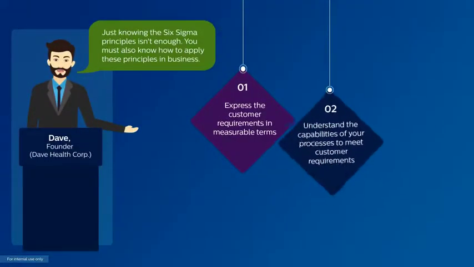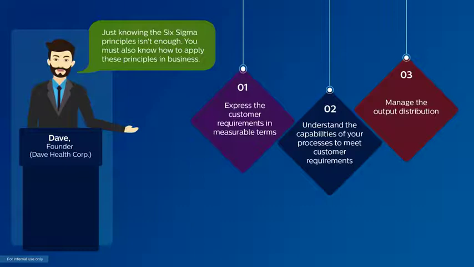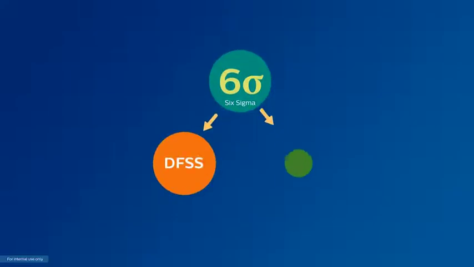Just knowing the Six Sigma principles isn't enough. You must also know how to apply these principles in business. Well, Six Sigma principles can be applied using two basic methods, DFSS and DMAIC.